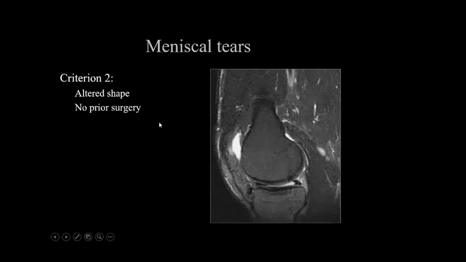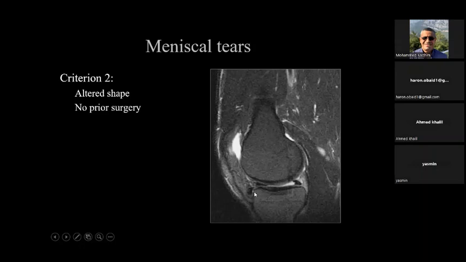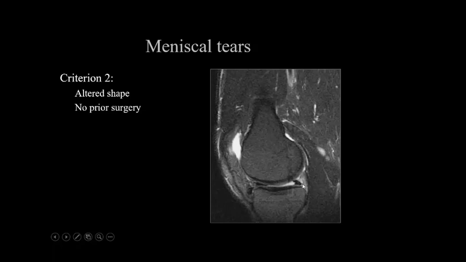So if the patient never had any meniscal surgery, such as partial meniscectomy, and then you look at the MRI and you see abnormal shape of the meniscus, this indicates a meniscal tear in the absence of prior surgery. And when you have an abnormal shape like this, you should always be looking for a displaced meniscal fragment. And in this example, we see a displaced meniscal fragment in the anterior joint space. So that's criterion number 2, abnormal shape of the meniscus in absence of prior knee surgery.